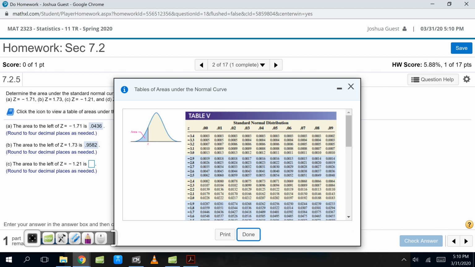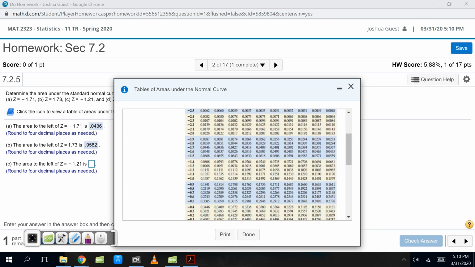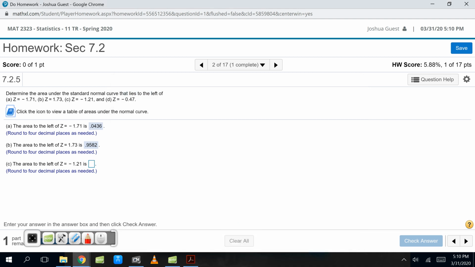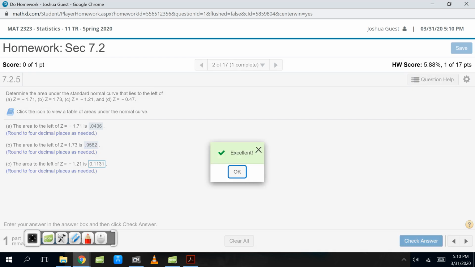So let's open the table up. Negative 1.21. All right, there's negative 1.2. And then this is 0 and negative 1.21, which is 0.1131. And that 0.1131 goes right here. And if you want to put 0.1131, you can. Then we hit check the answer.